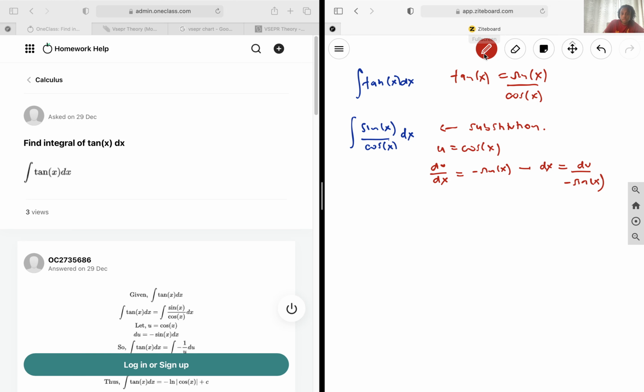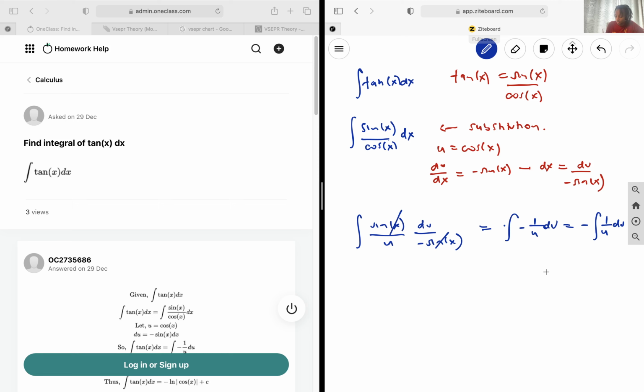So we're just going to put that all into what we have. And so we're going to have the integral of sine x over u, because cos x is equal to u. And then just replace our dx with du over minus sine x. These two obviously cancel. And it's going to be the integral of negative 1 over u du. We can take out the negative, so it becomes negative the integral of 1 over u du.